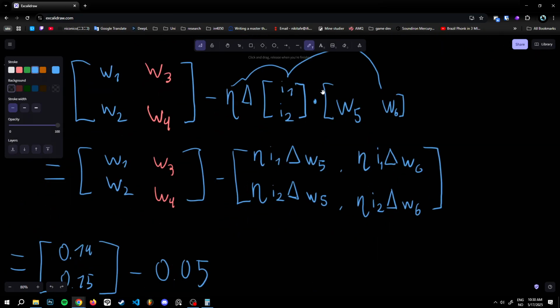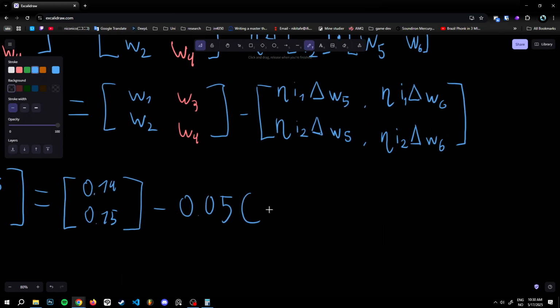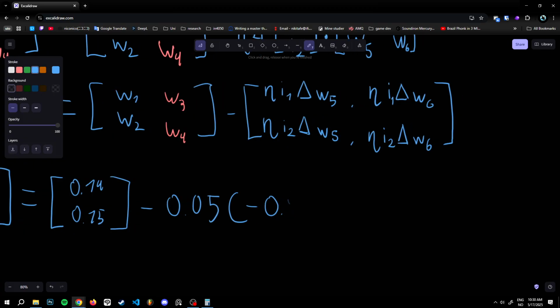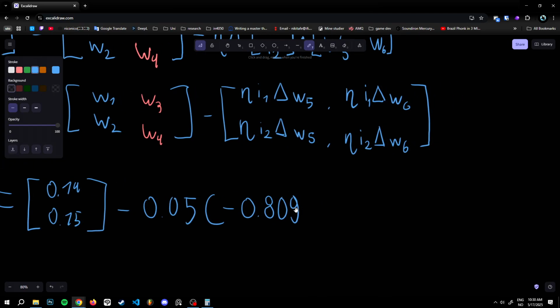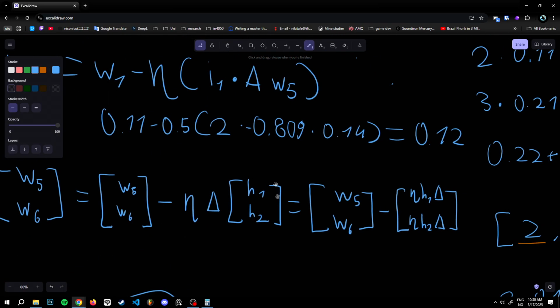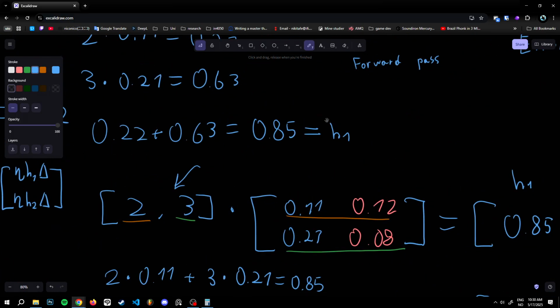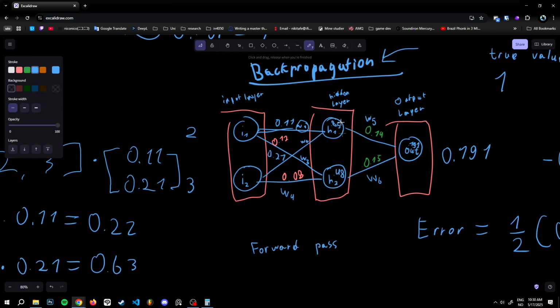We're just going to put that in, so it's times minus 0.8809. And then what's next? We look at our formula. What's next is H1, H2, and H1, H2 is already calculated. Now this is something really important: we do not have any activation functions here.